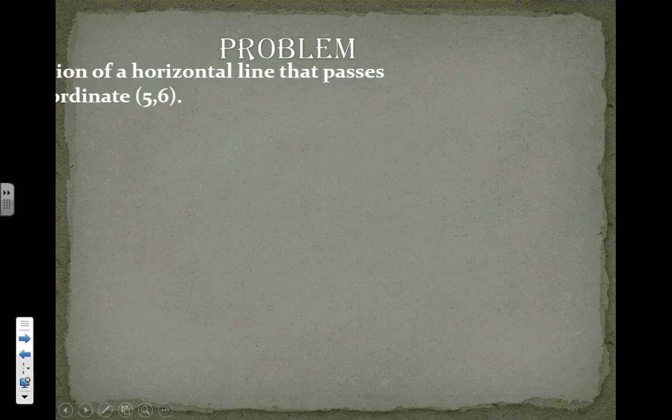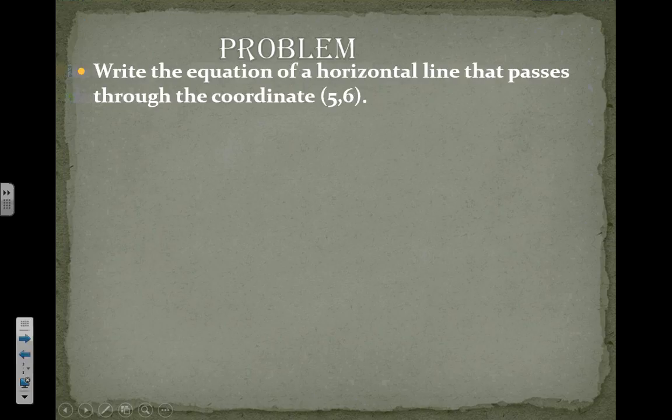All right, so let's say we had this problem. Write the equation of a horizontal line that passes through the coordinate (5, 6). If you know the format for the horizontal line equation being y equals a number, then this is actually a very quick and easy solution to come up with.